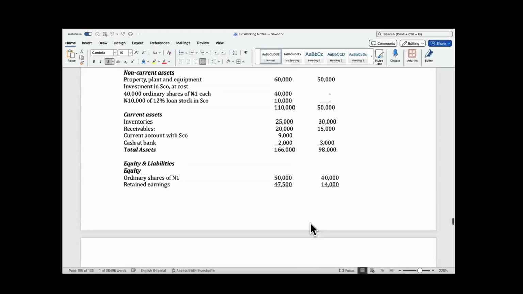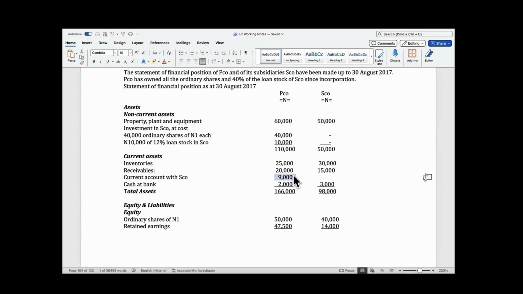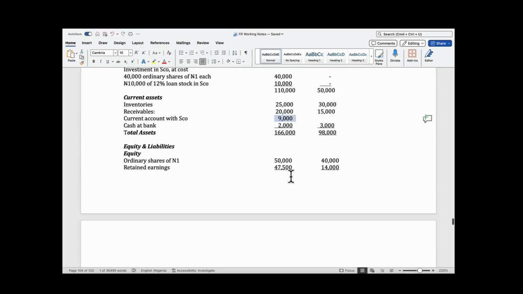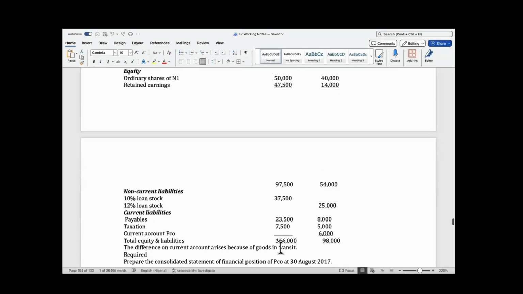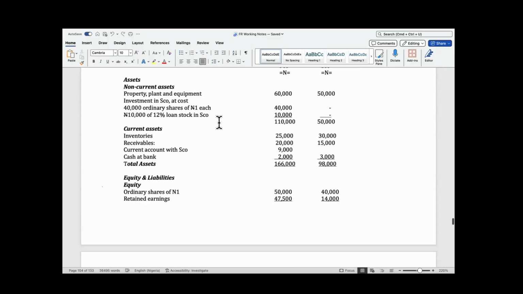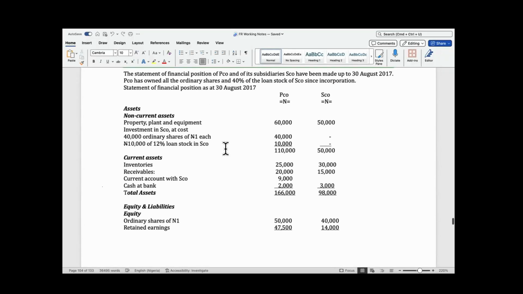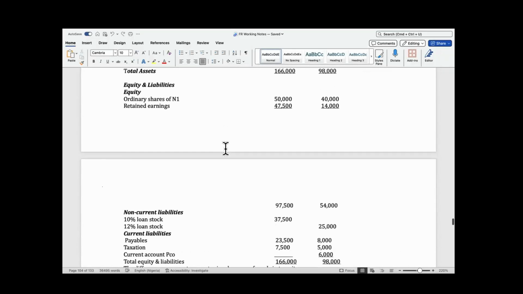So I'll cancel out this 6,000 against this 9,000. Whatever is remaining, 3,000, I'll call goods in transit because the examiner told me so. Even if they don't tell you, you can assume either goods in transit or cash in transit. Either one is good. And those are the items that I need to cancel out. Every other item shall be consolidated.